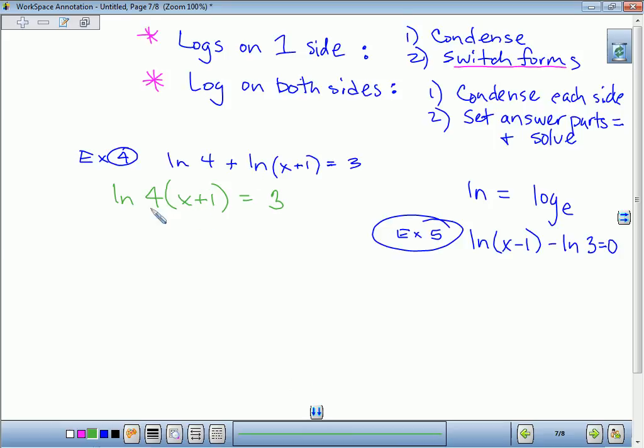All right, so when we switch forms here, to switch forms, we go, what is the base? What is the exponent? What is the answer? Because it's base raised to the exponent equals the answer. If it's natural log, what is the base? E. So it becomes e to the, what is the exponent? 3. Equals the answer part. 4 times x plus 1.